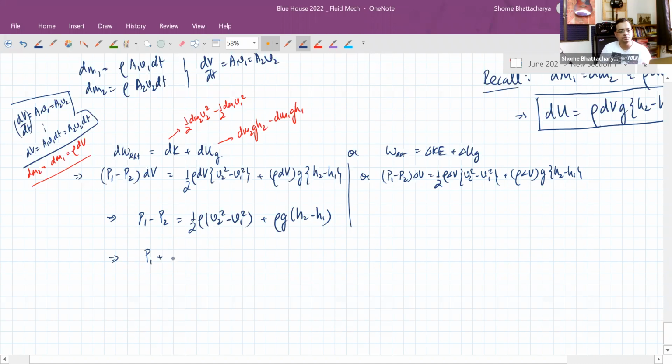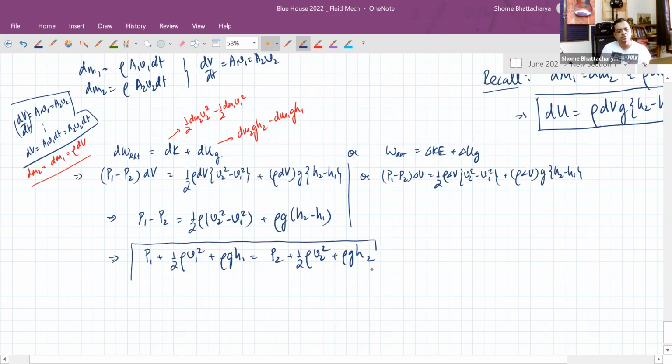So we have P1 plus half rho V1 square plus rho g h1 becomes equal to, on the right hand side, all the terms having subscript 2: P2 plus half rho V2 square plus rho g h2. So this becomes one way of expressing Bernoulli's equation. If I compare any 2 points inside a fluid which is in steady flow, then the sum of these 3 terms will be equal for those 2 points.